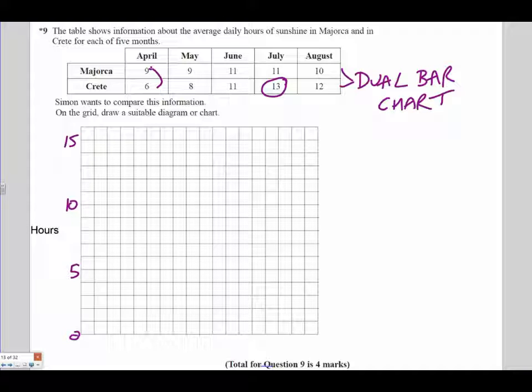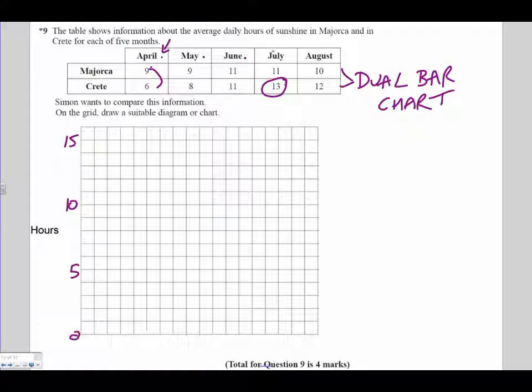We also need to think about how we're going to organise our bars. Now, if you're comparing 2 bits of information, for example, our 9 hours and our 6 hours, you also need to leave a gap between April and May. So for each of our months, we have to have 3 bars, 1 for Mallorca, 1 for Crete, and 1 to give us our space.